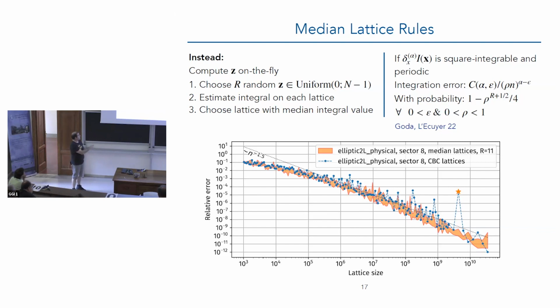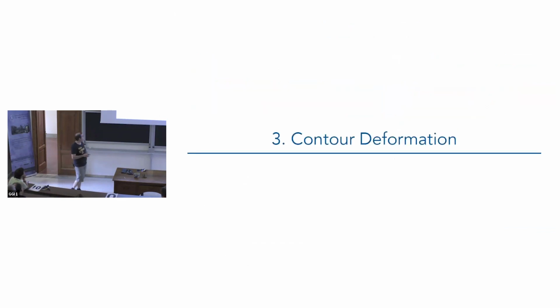Here I show you an example of this. We have 11 candidate lattices. For each point here, we generate 11 candidate lattices, and then we pick the median one. What you see is there are still fluctuations, but a lot of the very large fluctuations that we commonly saw at very large lattice sizes seem to be removed by picking the lattice specifically for the integrand that you have at hand, using this adaptive median lattice rule construction.